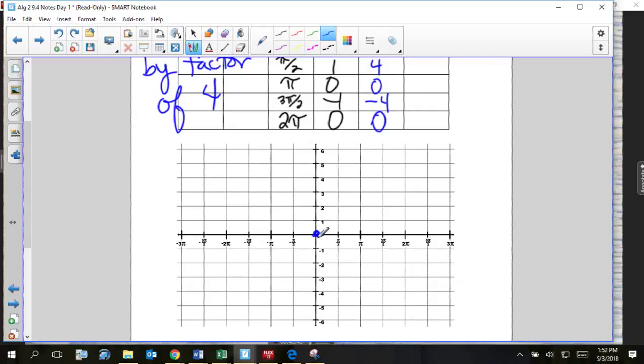By the way, these are now new graphs. They're kind of squished together more. They're like zoomed out. They go 0, 0. Pi over 2 is 4. Pi is 0. 3 pi over 2 is negative 4. 2 pi is 0. That is one cycle.